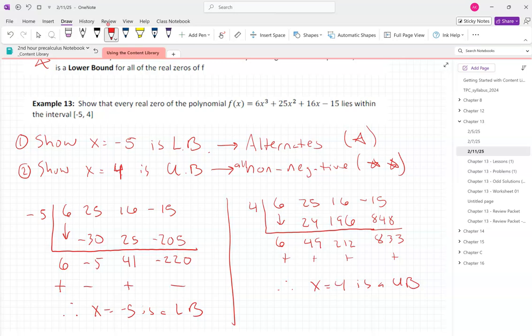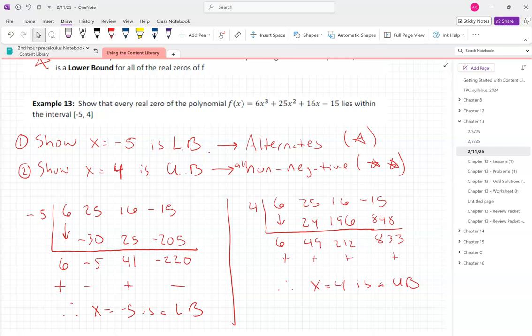Now, do I know that's the least upper bound or the greatest lower bound? No. The actual smallest zero here could be like -1, way bigger than -5, but there's nothing less than -5. And the actual biggest zero could be like +1, way smaller than 4, but I know there's nothing bigger than 4. So it doesn't tell me the tightest possible range, but it does give me something, right? It can help narrow my search a little bit.